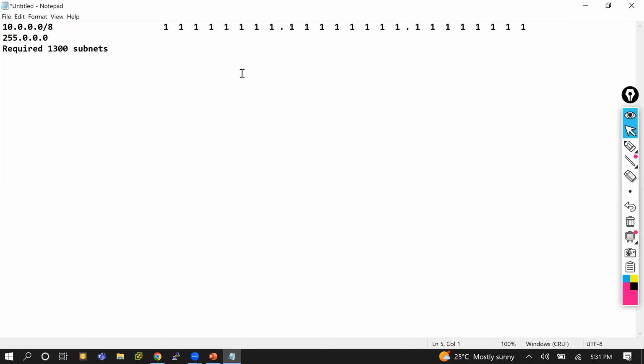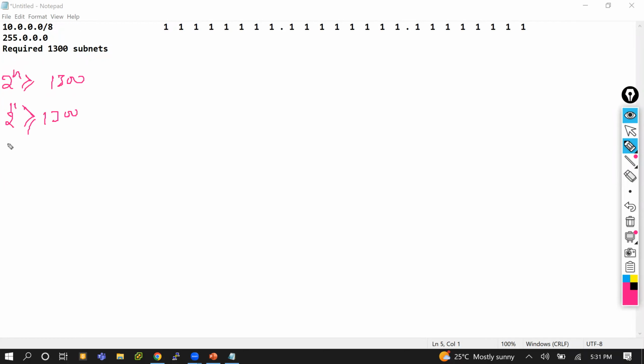Totally 24 bits I have taken for the host here in this one. Now the formula is 2 to the power of n greater than or equal to the required subnets. So 2 to the power of n greater than or equal to 1300 is my required subnets. What is the 2 to the power value? 2 to the power 11.